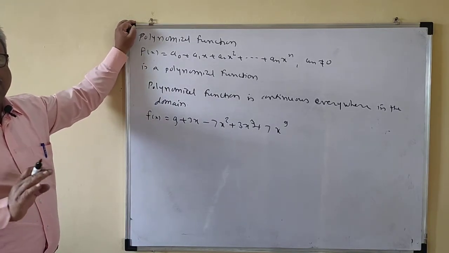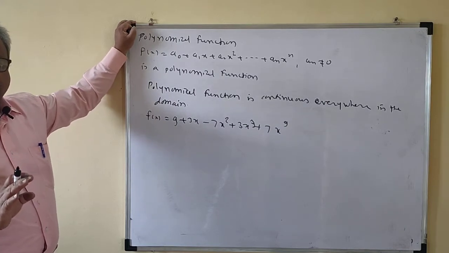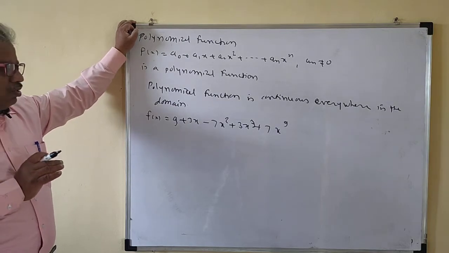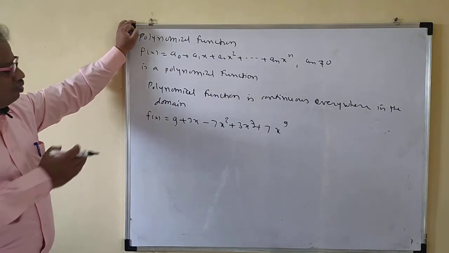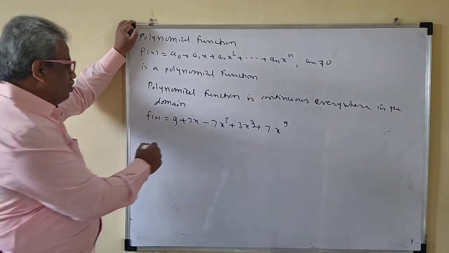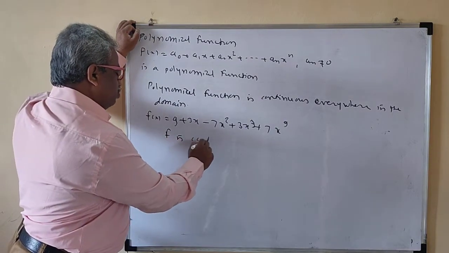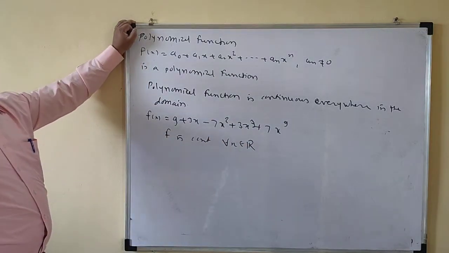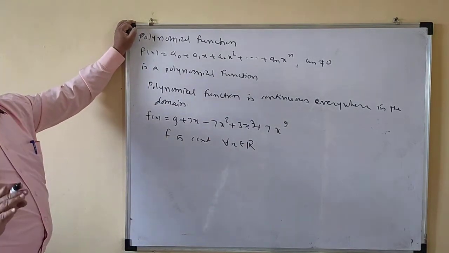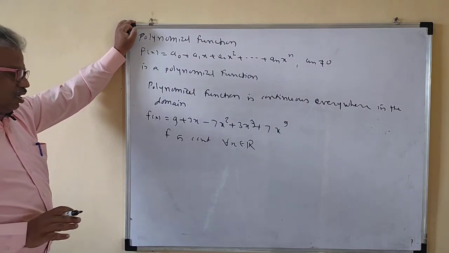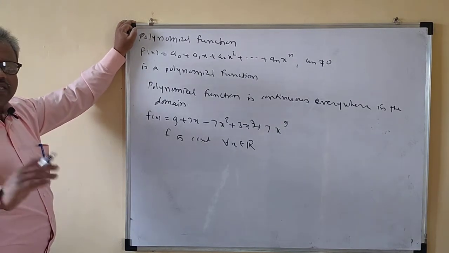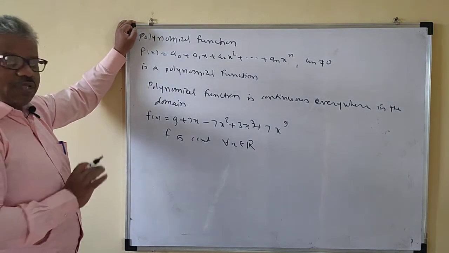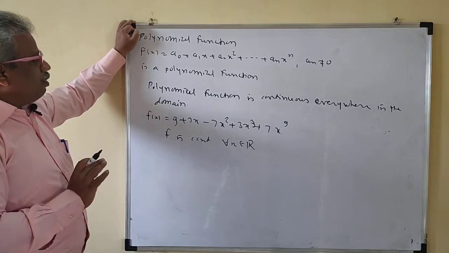We are not bothering about the degree of the polynomial for continuity. It should be a polynomial. So we know that a polynomial function is continuous, so this f is continuous everywhere. F is continuous for all x belonging to R, whatever the subset of R may be. Even though it is continuous for the whole set of real numbers. So a polynomial function is always continuous.